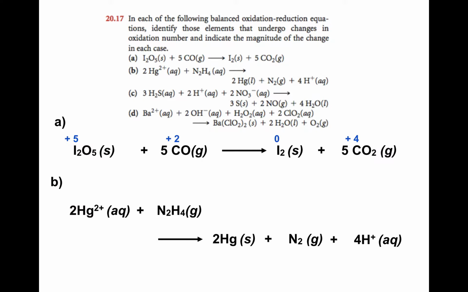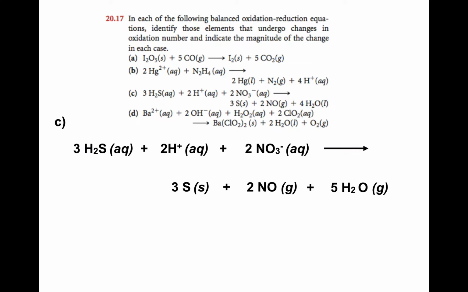Looking at the next one, you're going from mercury 2+ to mercury elemental, which would be 0. And each of the nitrogens in dinitrogen tetrahydride would be -2. And again, nitrogen is going to elemental nitrogen, which would be 0. Dihydrogen sulfide, sulfur is going to 0, so the sulfur in dihydrogen sulfide would be -2.